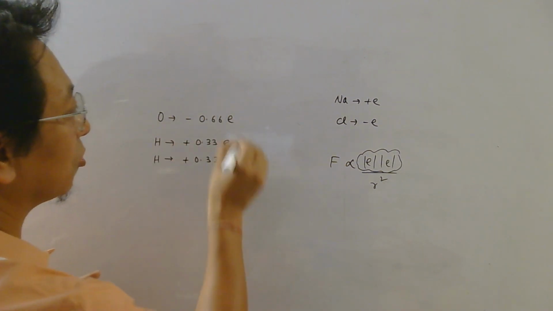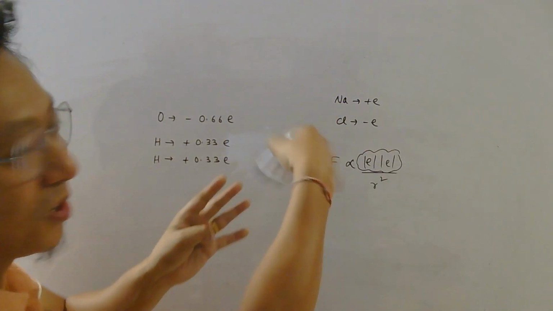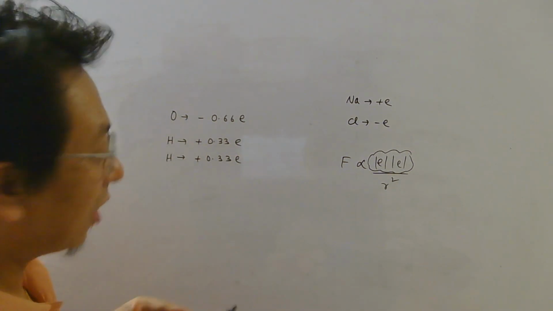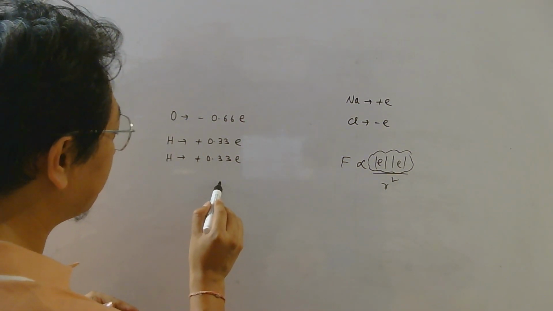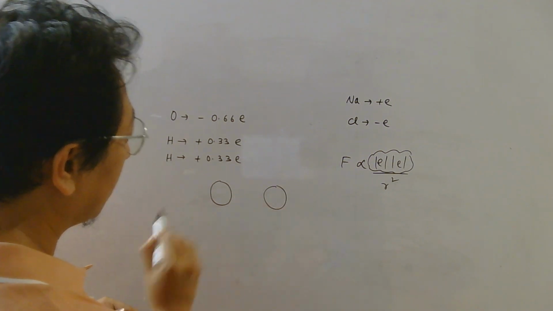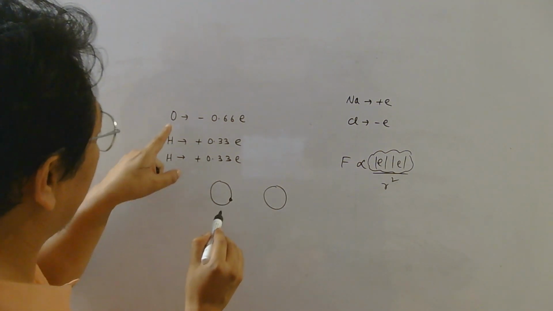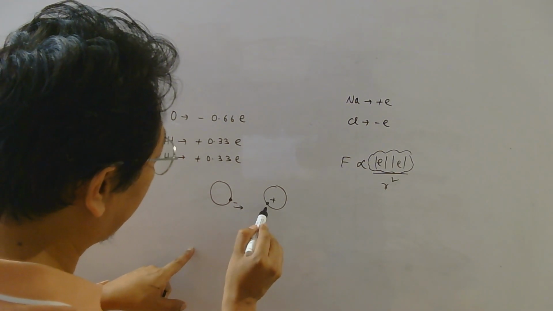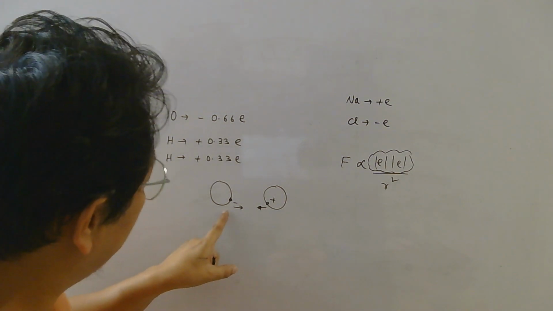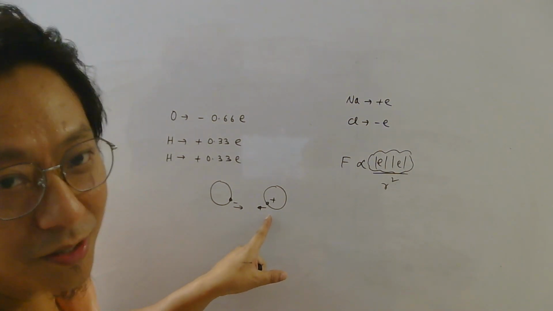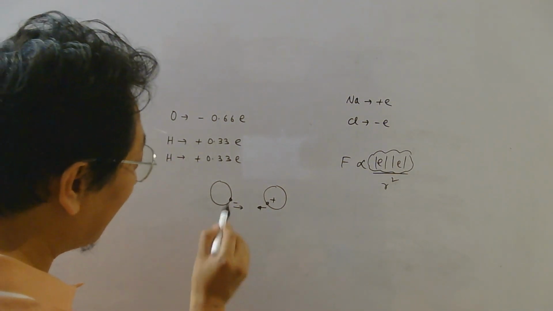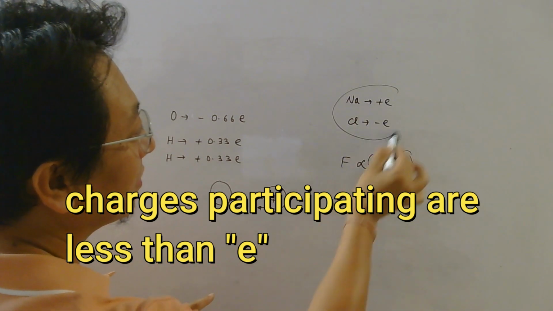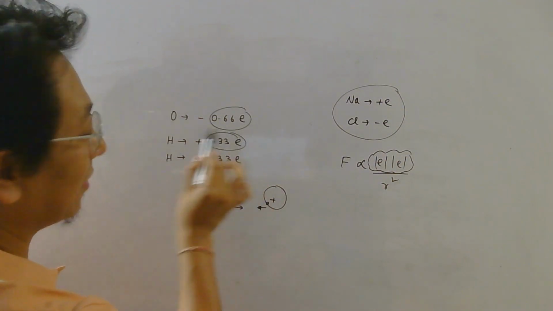The total should be 0 because overall it is neutral, right? The molecule as a whole is neutral. So now when you have two water molecules, the end which is slightly more negative and the end which is slightly more positive attract each other. In other words, the oxygen side will attract the hydrogen side of the other molecule. And here you can see the charges participating are not e like in this case. It is less than e, isn't it?